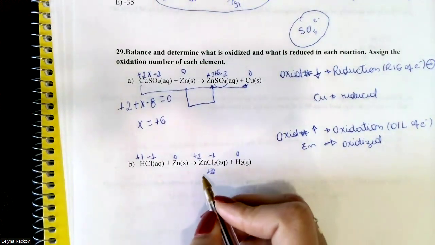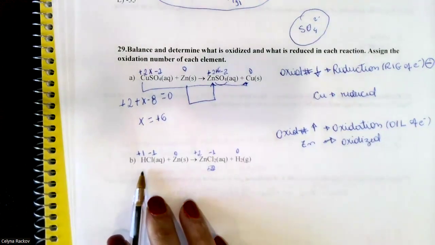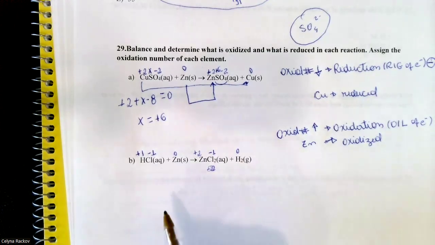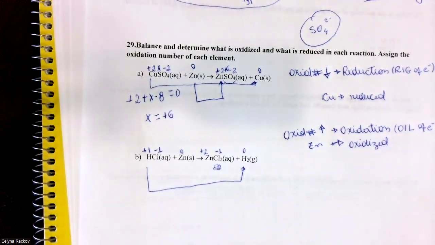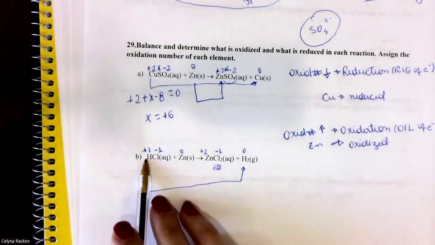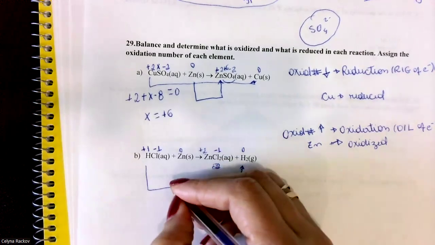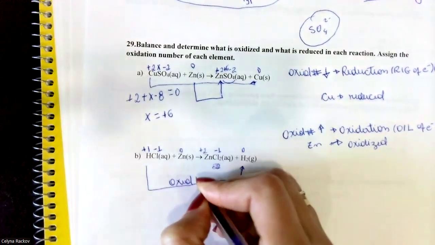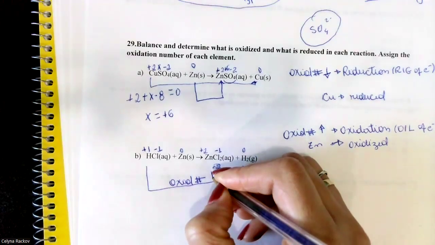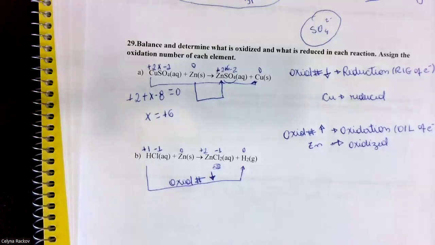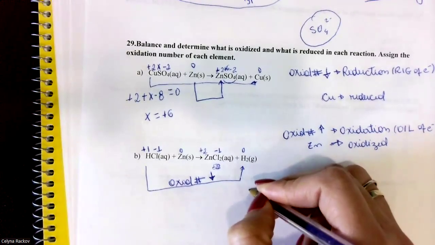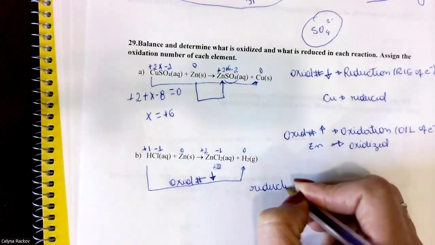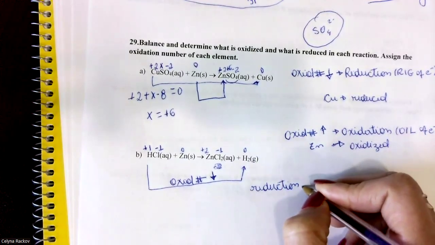Now let's see which one changed. The hydrogen changed the oxidation number, yes, right? It changed from +1 to 0. Did the oxidation number increase or decrease? From +1 to 0, the oxidation number decreases, right? If the oxidation number decreases, we have reduction. So reduction for hydrogen, right?